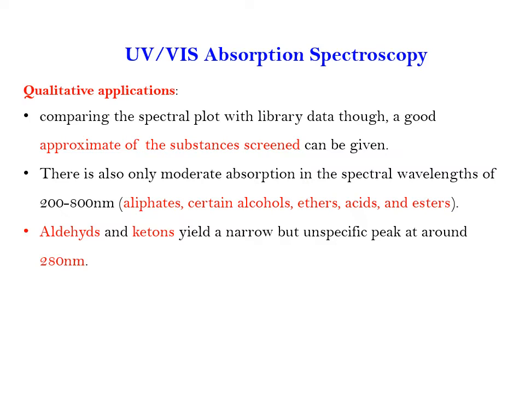There is also only moderate absorption in the spectral wavelengths of light, which range between 200 and 700 or 800 nanometers. Aliphatic compounds, certain alcohols, ethers, acids, and esters have different kinds of absorption spectra that help us qualitatively identify what kind of molecular constituents exist in the sample. For example, aldehydes and ketones yield a narrow but specific peak at around 280 nanometers. So if you see high absorption around 280 nanometers, you can guess that aldehydes or ketones exist in the sample.